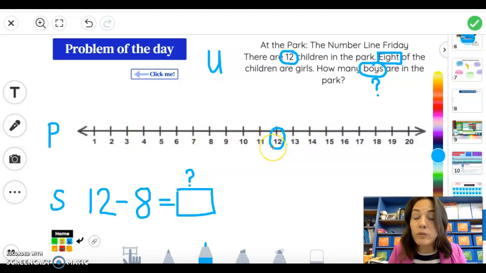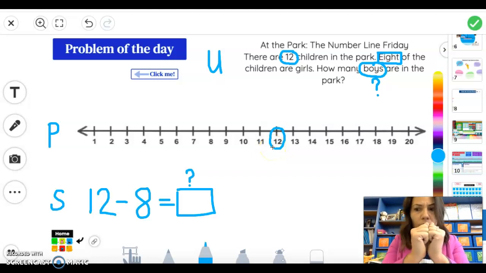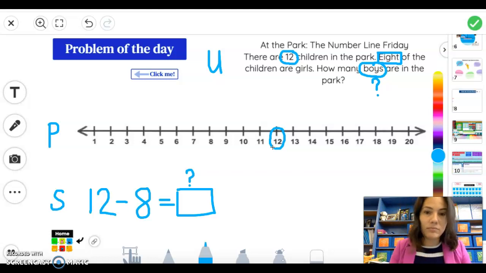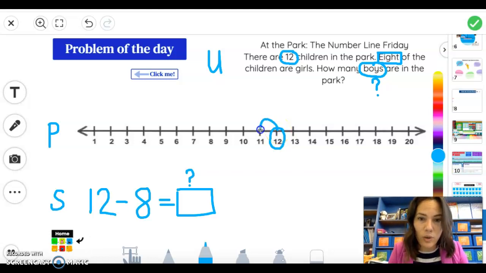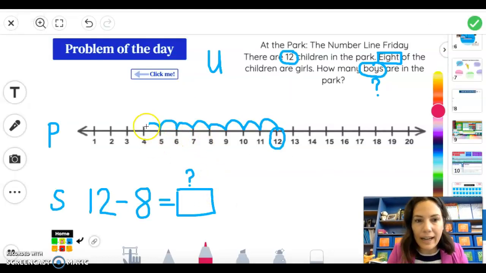If I have 12 and I'm taking away 8, well, I have 12. I'm going to take away. That means I have to go back. So let me go back. I'm going to go back 8. So here's 1, 2, 3, 4, 5, 6, 7, 8. So where I went back, I landed here and I used a different color.